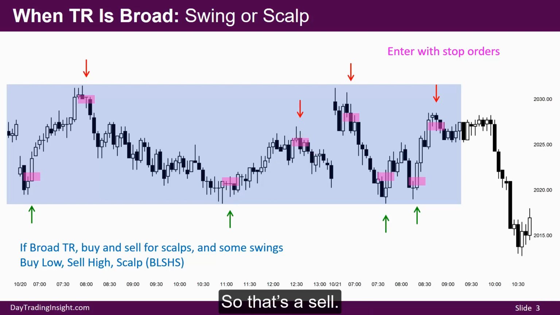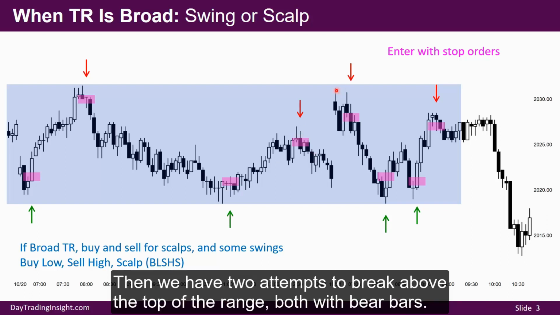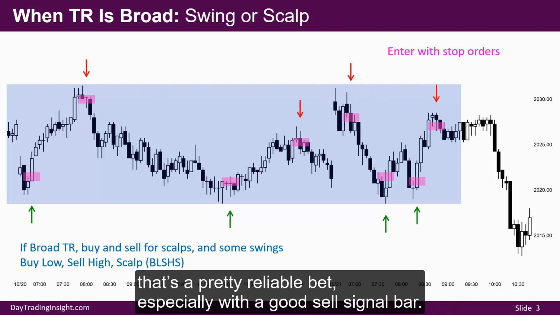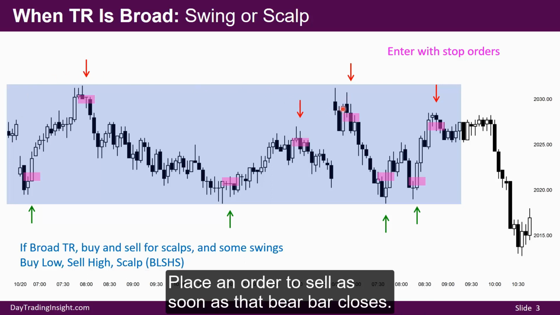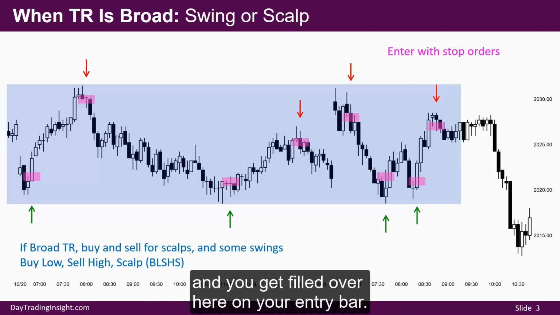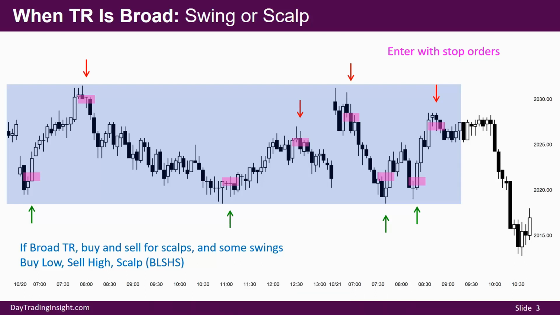So that's a sell. And then we have two attempts to break above the top of the range, both with bear bars. A second entry short at the top of a trading range. That's a pretty reliable bet, especially with a good sell signal bar. Place an order to sell. As soon as that bear bar closes, place an order to sell on a stop just below the low of that bar, and you get filled over here on your entry bar.